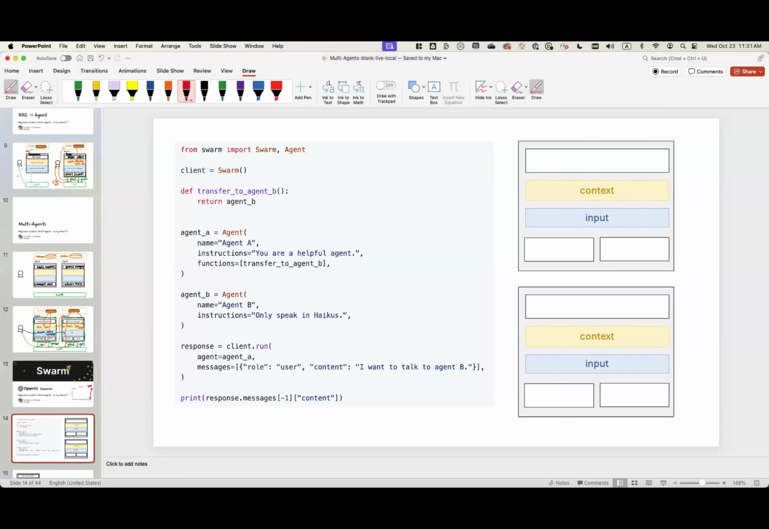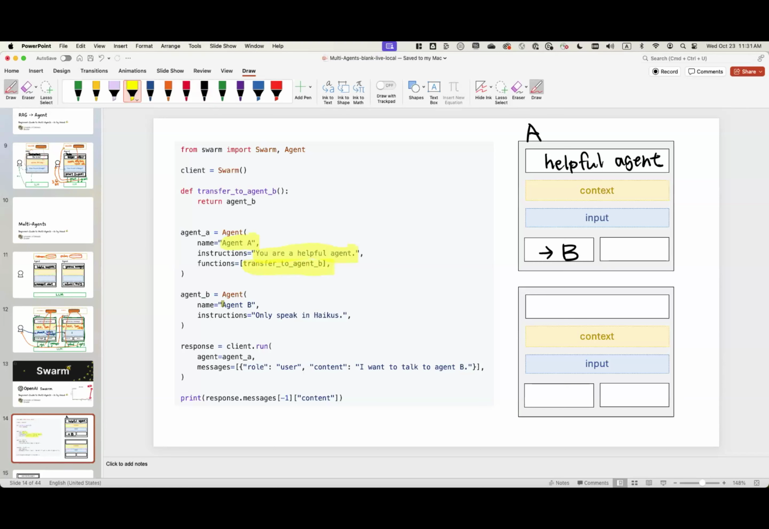You can see that to define the agent here, you pick the name, agent A. So I have agent A here, and then you are a helpful agent. So I can write down here, you are a helpful agent. That's where I write the role of this agent. And then we have this function, transfer to agent B, and I'll put it here, transfer to agent B. That's how I will understand and process this example code.